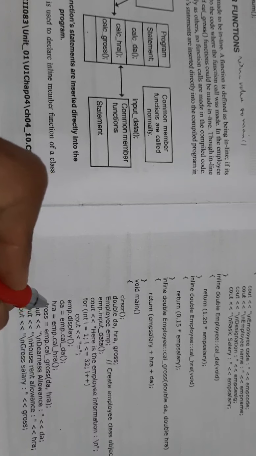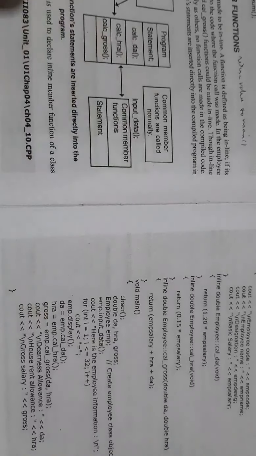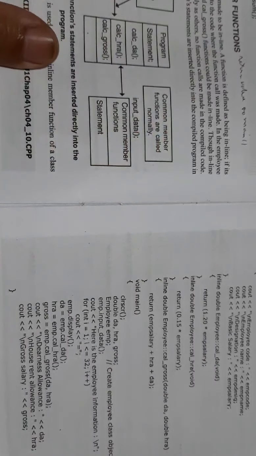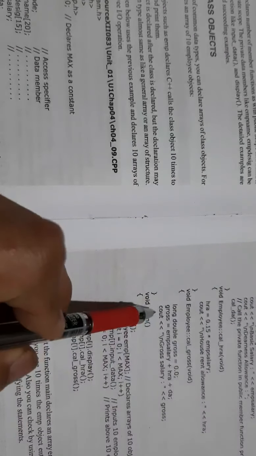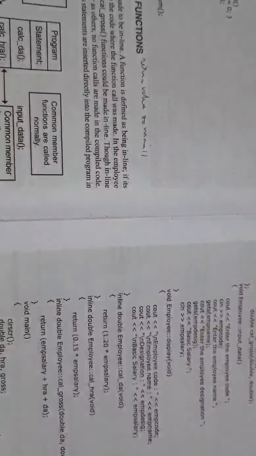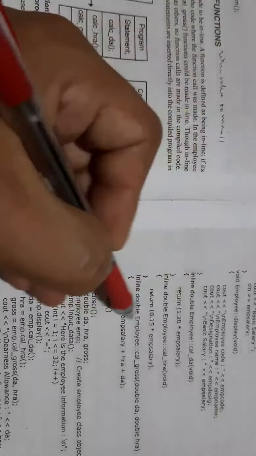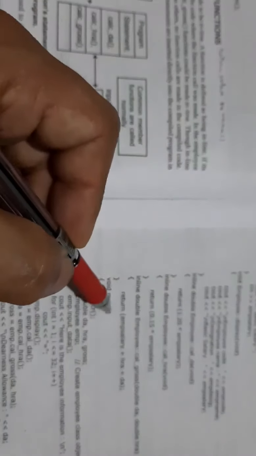Because the cout statement is executed here. Unlike in the previous program, you will see that in the function body itself there is no return statement. In the function body itself, the cout statement is executed, right? So no return value is being passed. But in here there is a return statement, right? So that is how you use this inline member function.